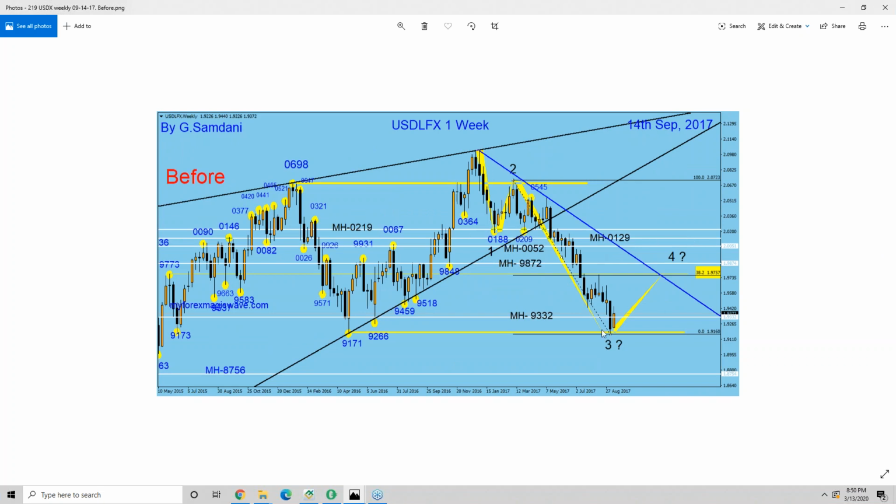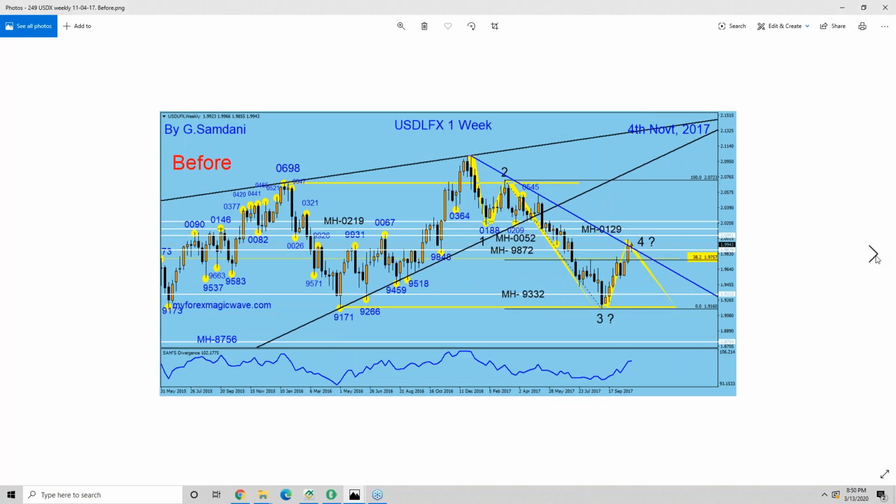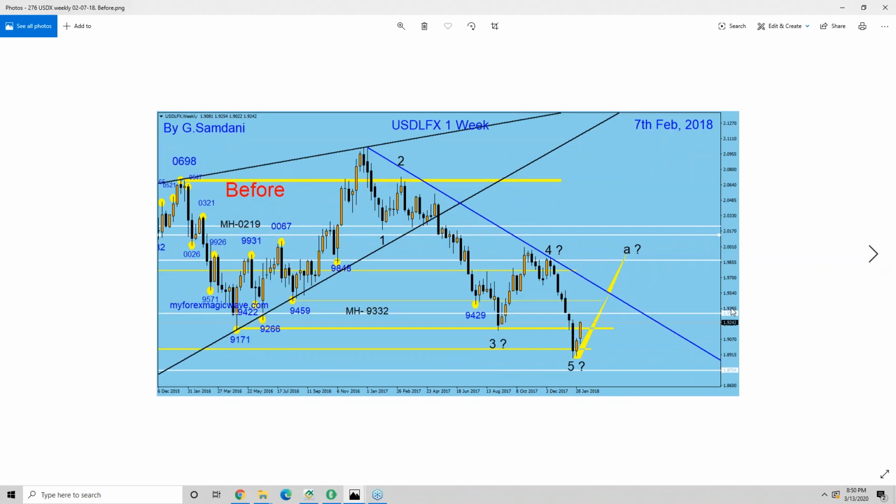After that I said, okay, this is wave 1, 2, and this is wave 3. So we're going to have a wave 4 around 38%. So what happened? We went up for wave 4, nice and clean. Then I said, once we finish wave 4, we're going to drop for wave 5, and maybe go beyond wave 3, because wave 5 goes around 127% of this move, and beyond wave 3.